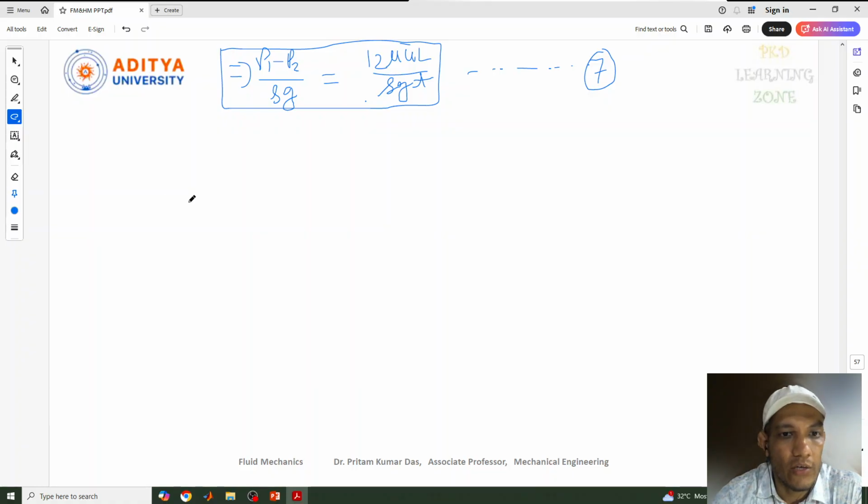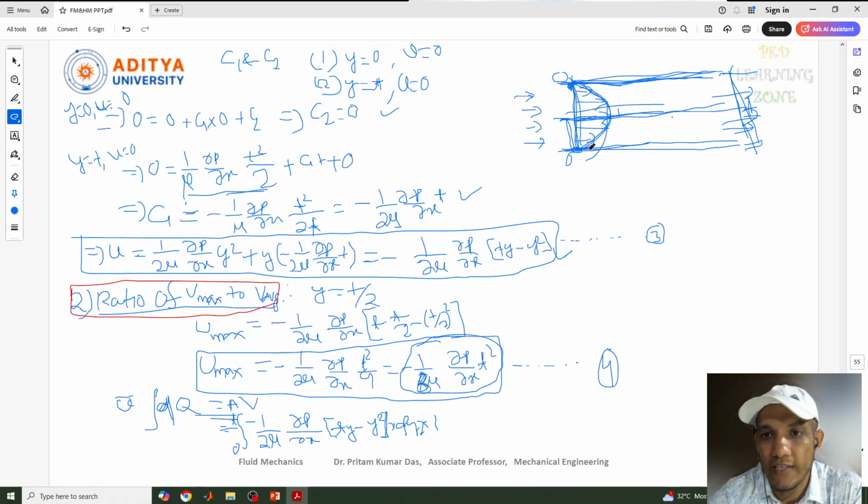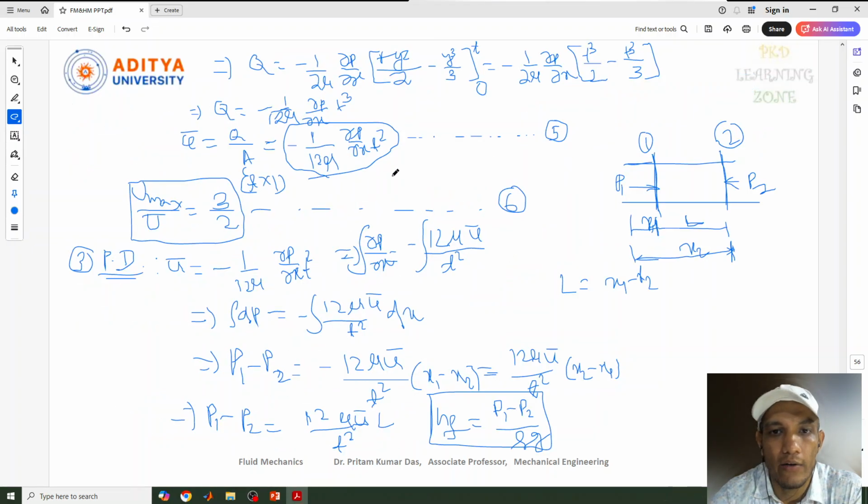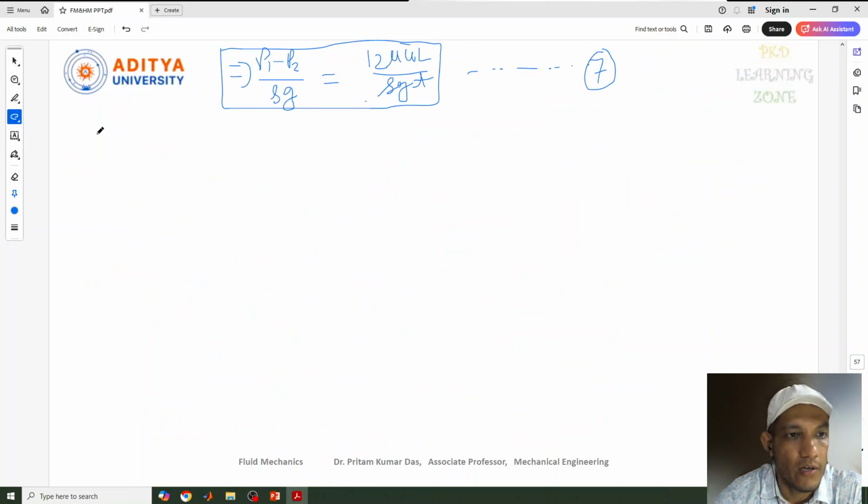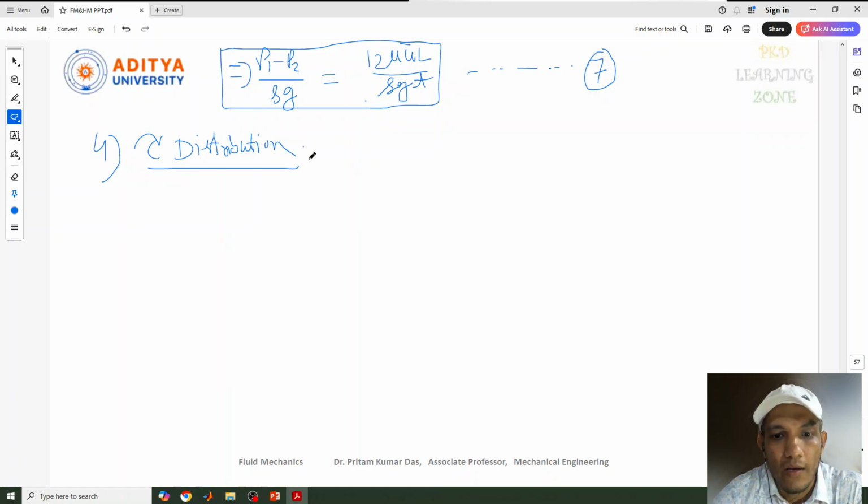Now one more thing I told you during this discussion, after the velocity distribution, I'll tell you the shear stress distribution. The fourth is the shear stress distribution. This is another one, and this is also very simple. Here we know the formula, tau equal to mu into du by dy.